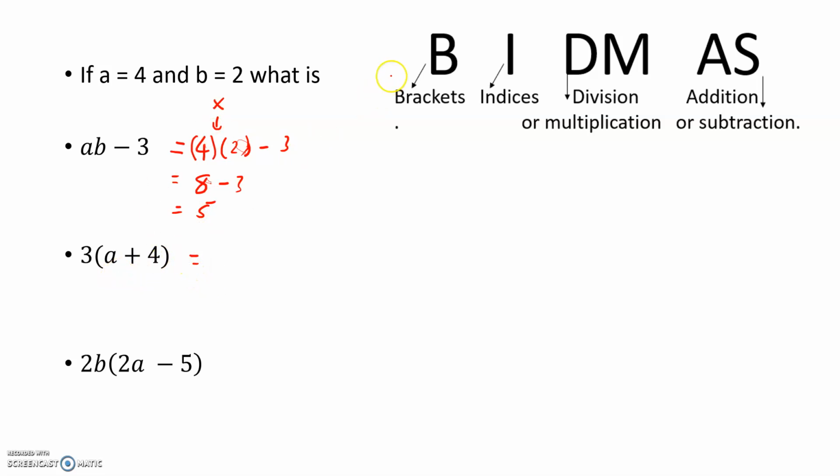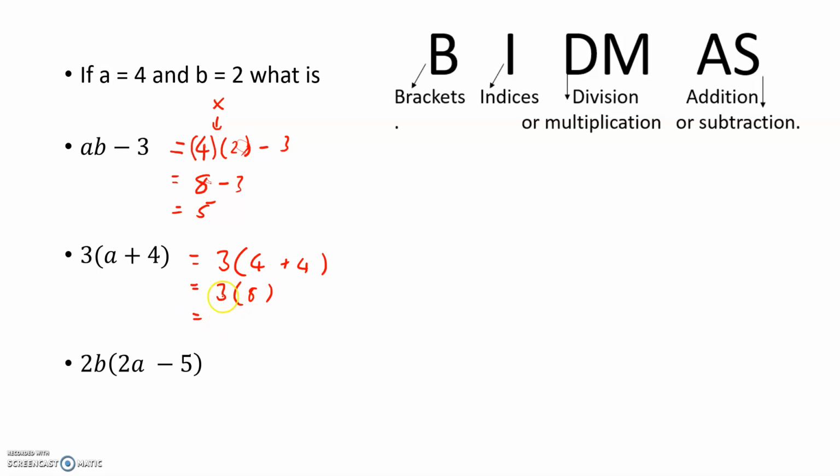With the next one, we've got a set of brackets, so we have to do the brackets first, but first of all, we have to change A to what we know it is, which is 4. So 3, then in brackets, A becomes 4 plus 4. So I have to do brackets first. 4 plus 4 is 8.